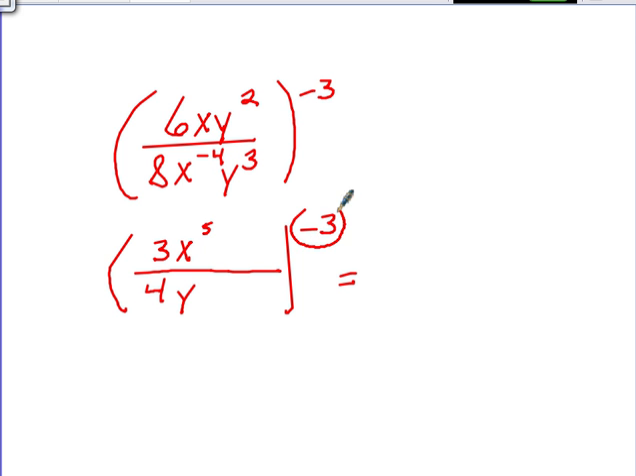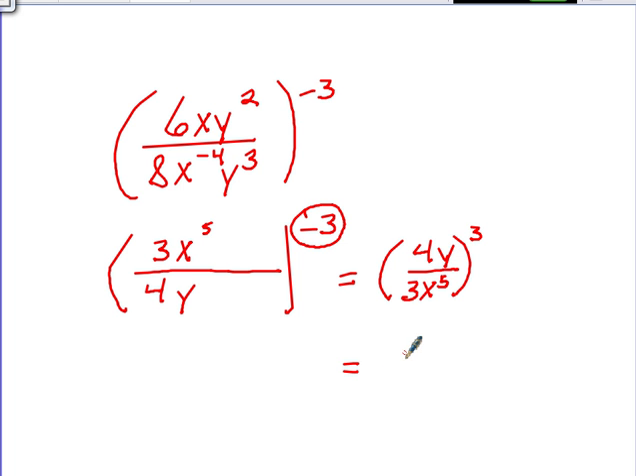When a fraction is being raised to a negative exponent, make sure you flip your fraction. 4y is now on top, 3x to the 5th is now on bottom. And it's raised instead of the negative 3 power, it's raised to the positive 3. Last step, again, there's no pluses or minuses. Had there been a plus or minus raised to a 3rd power, you're going to have to FOIL it out. Since there's no pluses or minuses, just raise all 4 of these things to the 3rd power. 4 to the 3rd, y to the 3rd, 3 to the 3rd, x to the 5th to the 3rd.